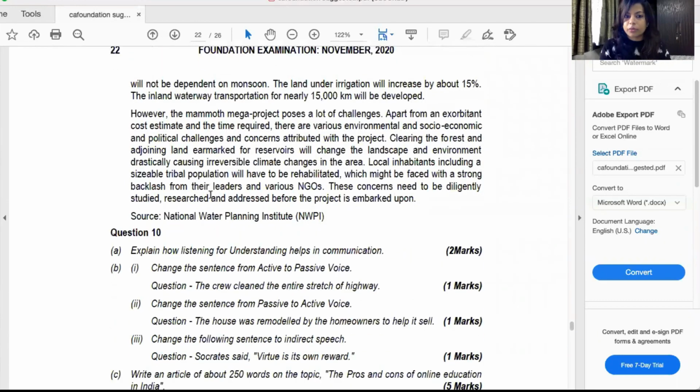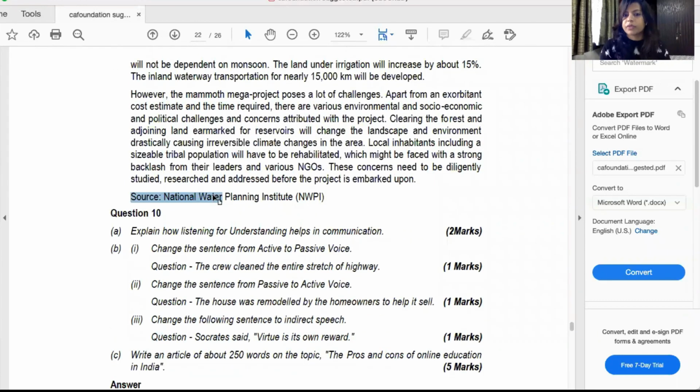This too is very, very important. You also have to write the source. These 3 things you need to take care of in the format: title, by, source. In between, you have to give the explanation. So you need to take care of the format.